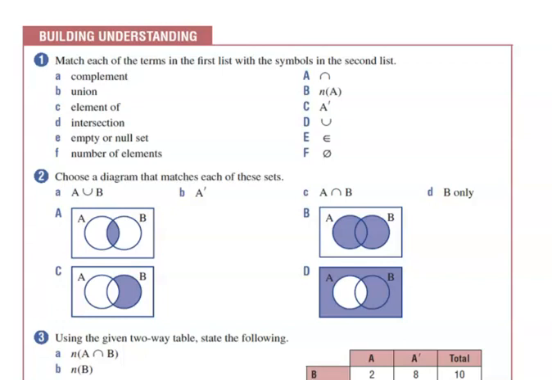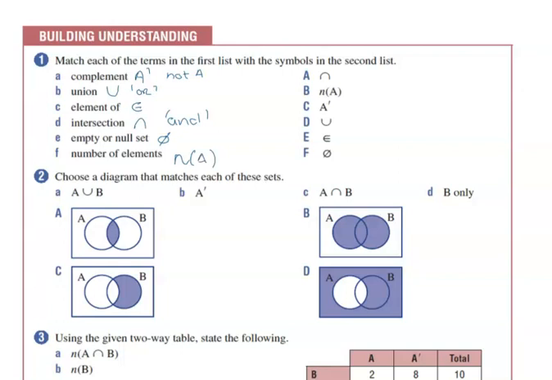So the complement. I'm just going to write them here. The union, U for union, just means or. A dash means not A. The element of. The intersection means and. The empty or null set is our naught with a cross through it, and the number of elements is an n.